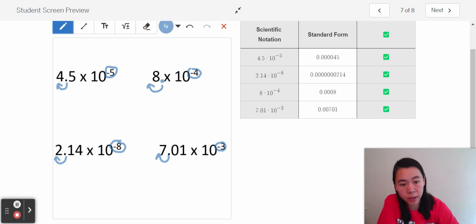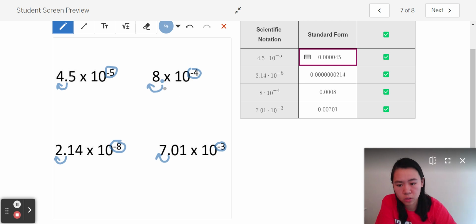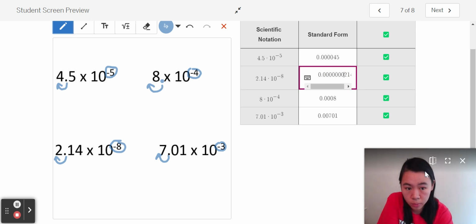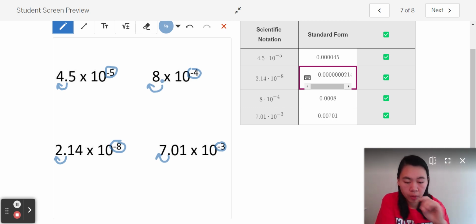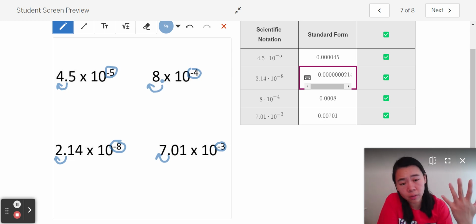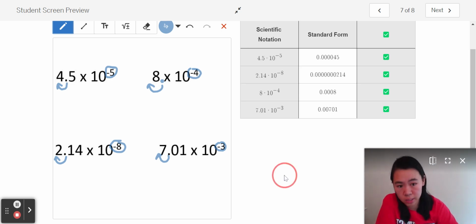So if we had negative 5, you can see in my number right here, I do have 5 zeros, 1, 2, 3, 4, 5, but it also includes that 0 in your ones place. Okay, so 2.14 times 10 to the negative 8, I do have 8 zeros. 1, 2, 3, 4, 5, 6, 7, 8, it includes the 0 in the ones place. But that only works for negative exponents. So if you don't want to think that way because the exception is negative exponents, then just do your jumps and do your reasoning.